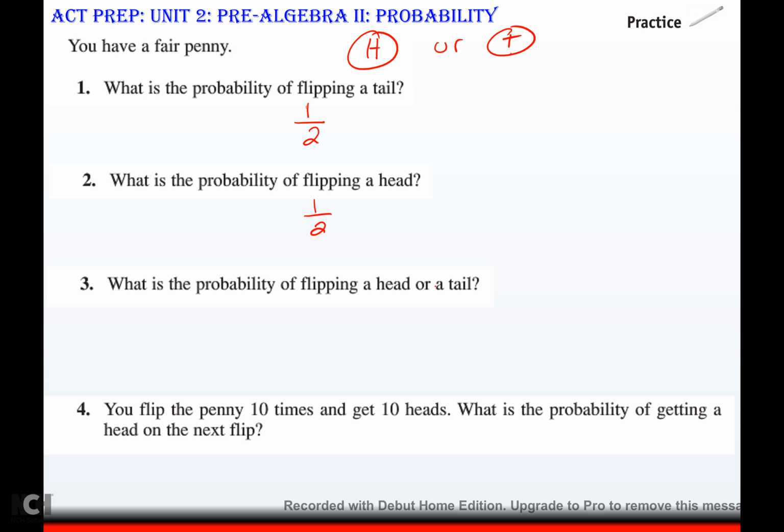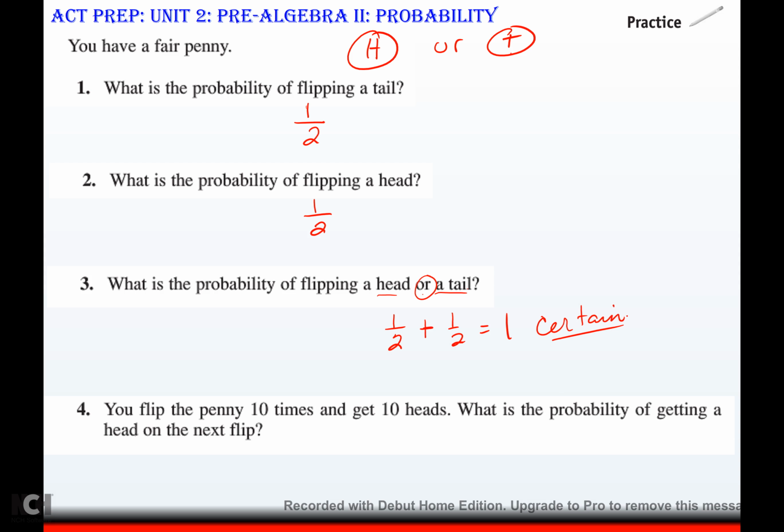What is the probability of flipping a head or a tail? When you have an or, that's an adding. So you take the probability of a head plus the probability of a tail. Well, the probability of flipping a head is a half. The probability of flipping a tail is a half, which makes it 1. Those are the only 2 things that are happening. So again, this is certain. One of them is going to come up. It's certain to happen.